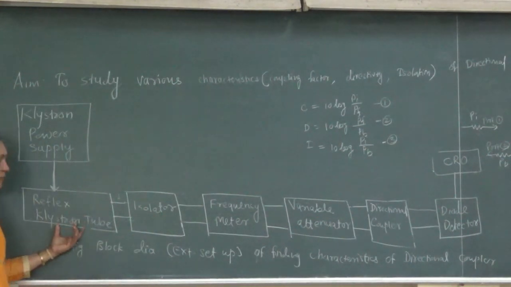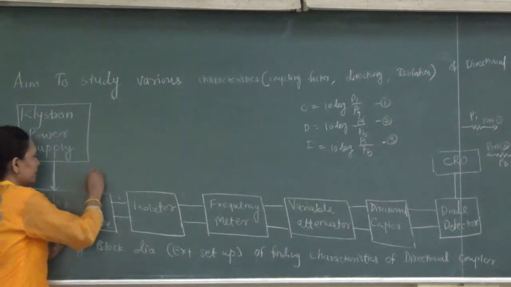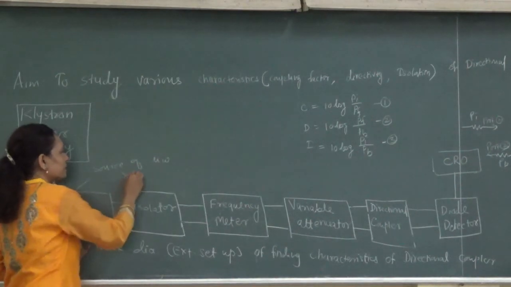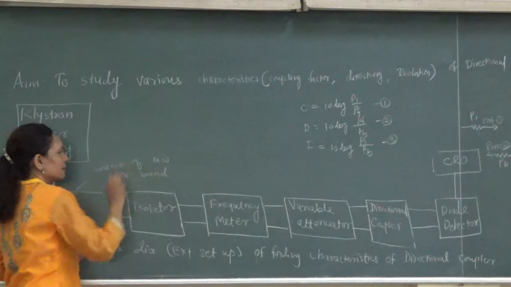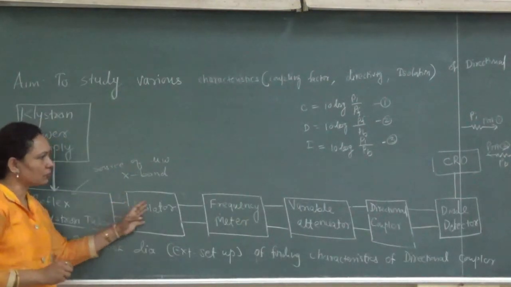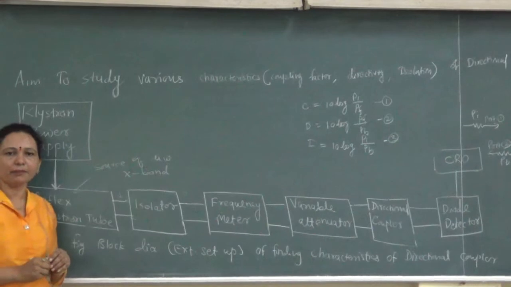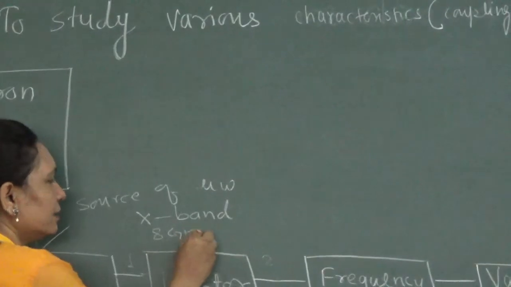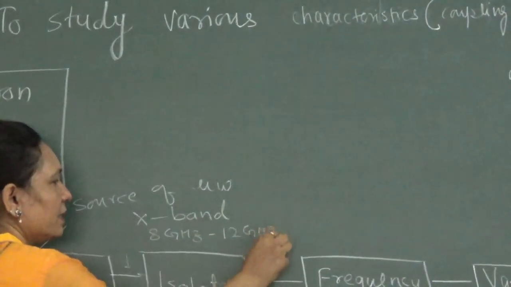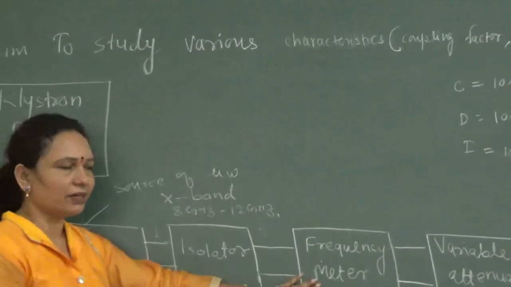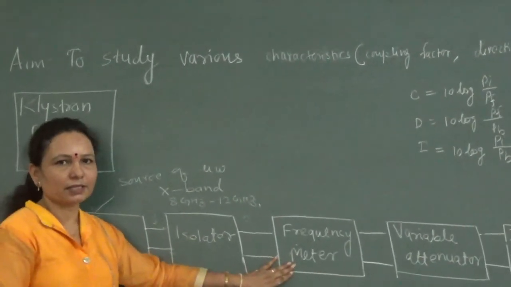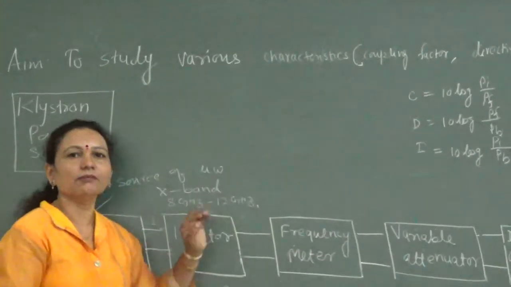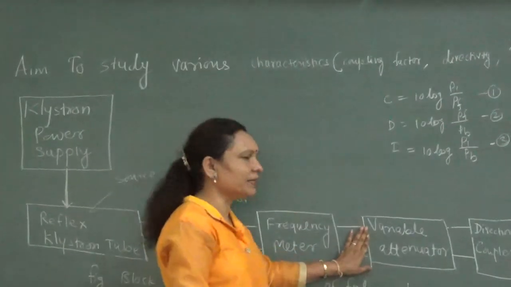The reflex klystron tube is used as a source of microwave. It generates the microwave signal within the X-band frequency range. As we discussed, all the equipment available in the microwave lab operates in the X-band frequency range, which is from 8 GHz to 12 GHz. The output of the isolator is given to the frequency meter. The frequency meter used here is a digital type, and it is used for measuring the propagating frequency in the waveguide. After that, there is a variable attenuator knob.